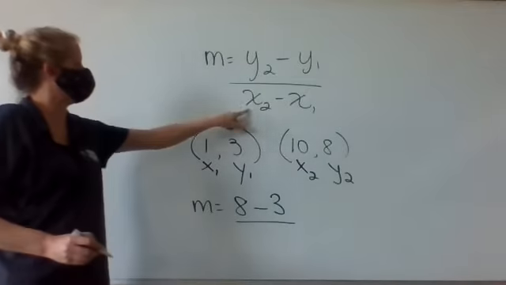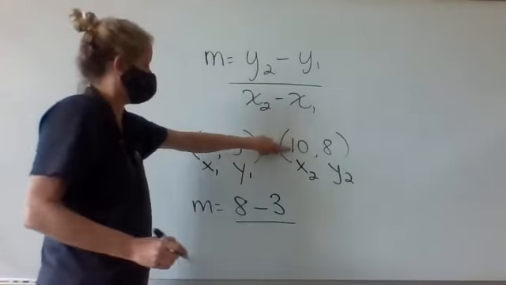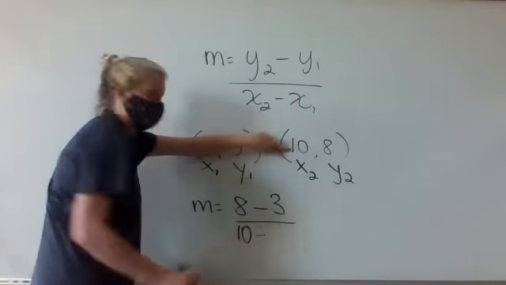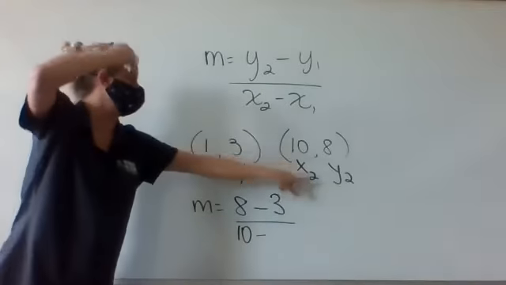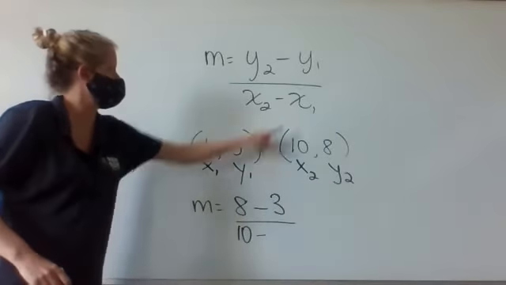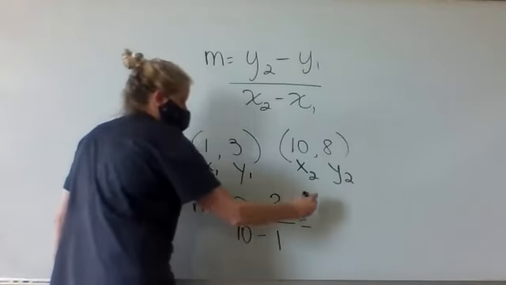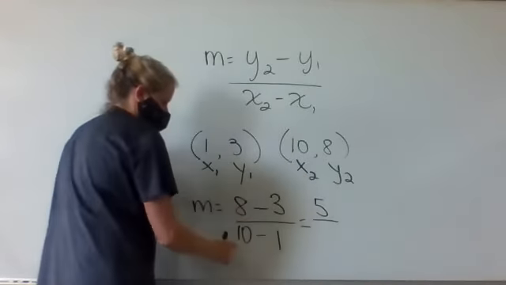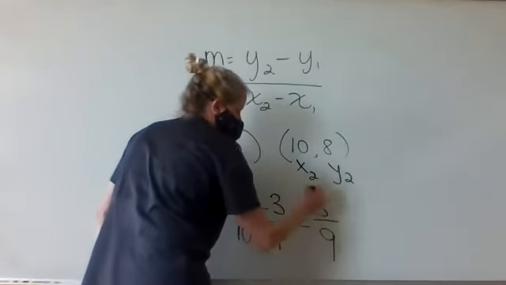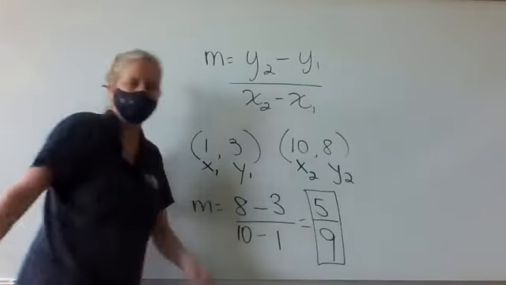Now we're doing the same thing with your x's. What's in your second x position? 10. Go ahead and put your minus. What's in your first x position? 1. And then just do the math. 8 minus 3 is 5. 10 minus 1 is 9. So your slope is 5/9.